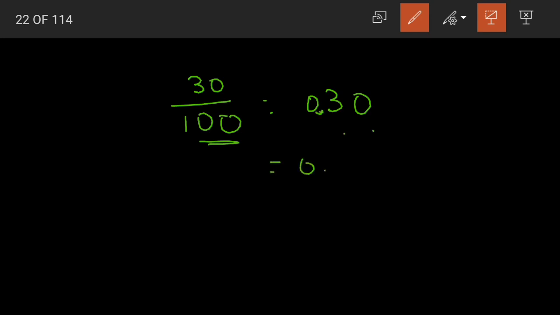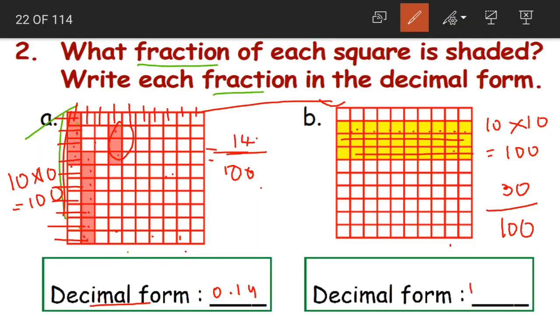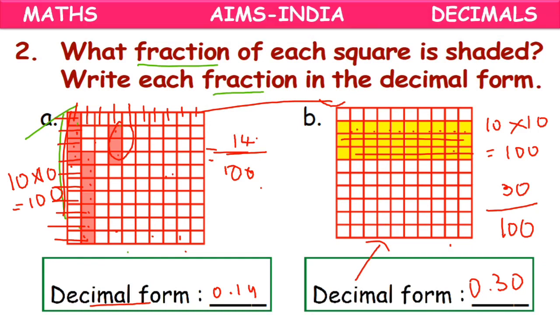And coming to the decimal form, again we need to make it a 3-digit number. So 030 becomes our number, and in 100 we are having 2 zeros. So after 2 digits from the right, I will place my decimal point. 0.30 becomes our answer. 0.30 is the decimal number that is representing the given figure.